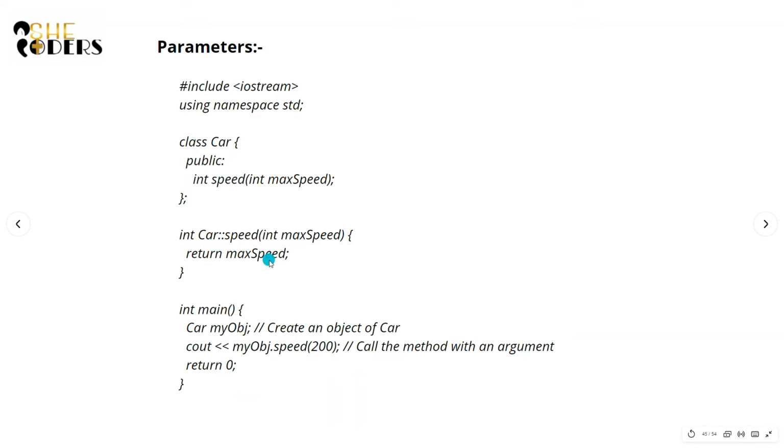And whatever the definition is, it is just returning this maximum speed value. So here, while creating the object, I'll just call that function because it is under the public access specifier. So the object can have access to this function, and I can pass any integer parameter. Here I have passed 200. So it will just return the integer value and the output will be 200.